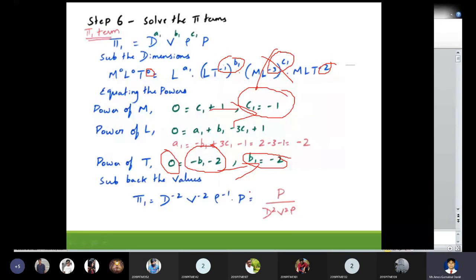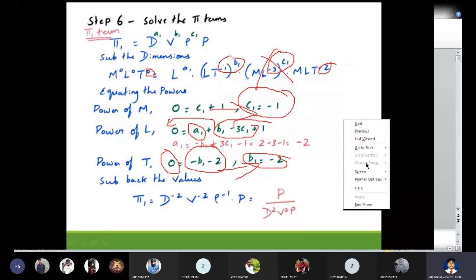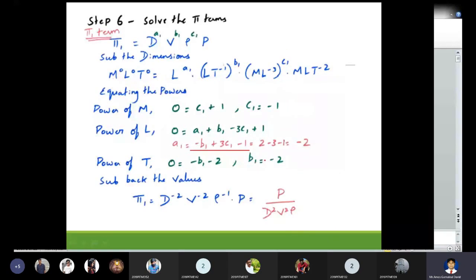Clear? Now in the end, to find a1, keep a1 on one side and take all the other things to the other side. If I take all the things to the other side, I'll get one equation. In that, look at it, minus b1 plus 3c1 minus c1. In this, I'm going to substitute b1 as minus 2, because I have found out b1 and c1 here. I'm just going to substitute b1 here, and c1 I'm going to substitute here.